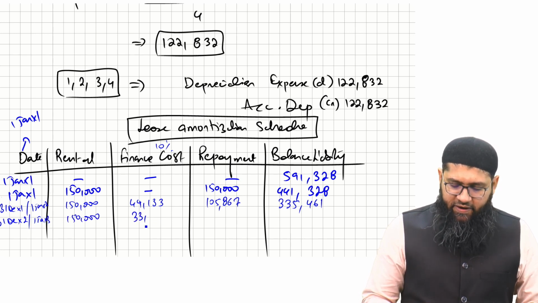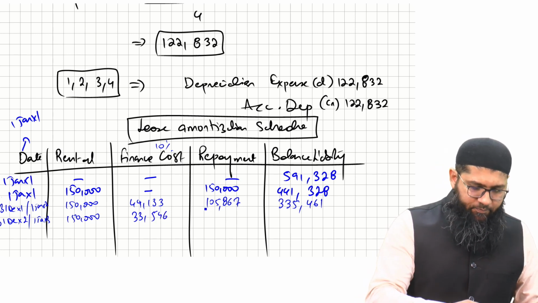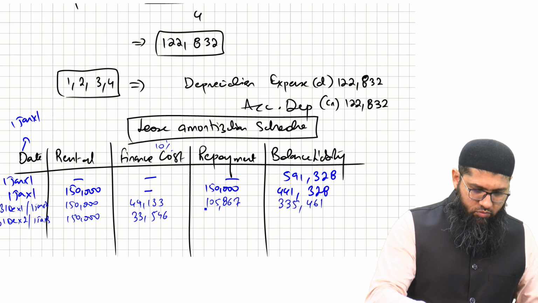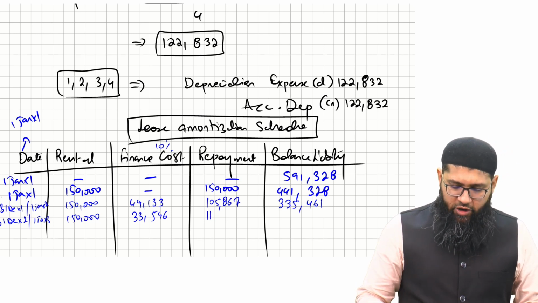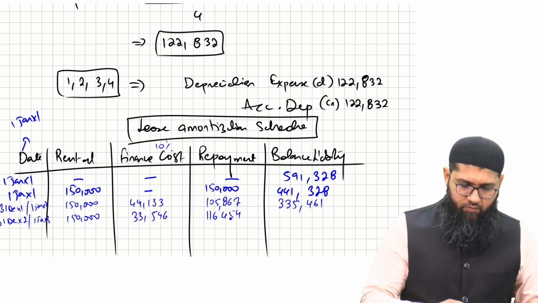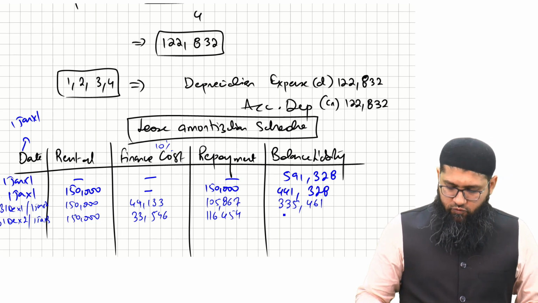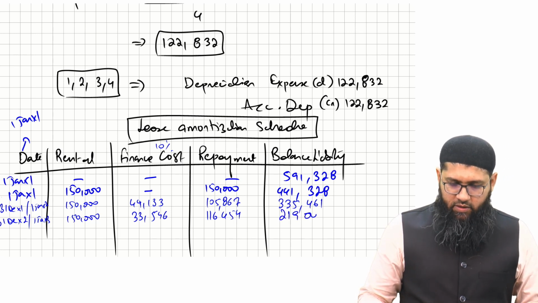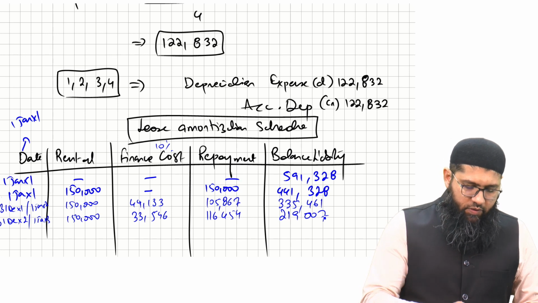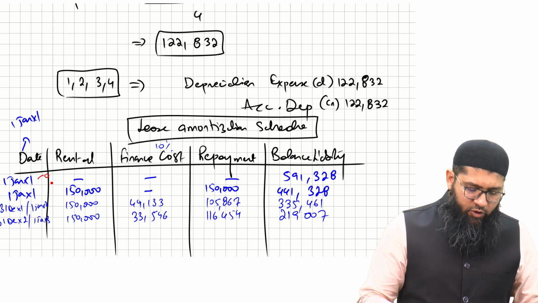Now it is 33,546, and then it's going to be 116,454. So it's going to be 219,007. Now, this was basically time period 0, this was 0, this was 1, this was 2.